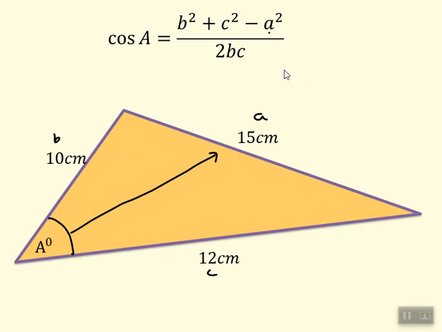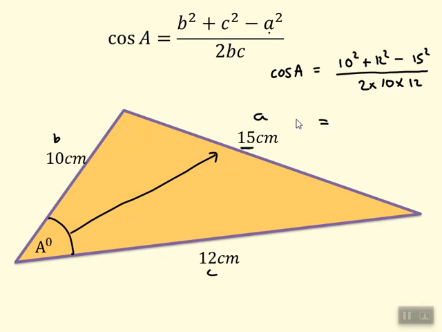Okay, so all you need to do is just fill in this formula here. So cos A is equal to, okay, big fraction line, B, so that's 10 squared, plus C, which is 12 squared. Sorry, B squared is 10 squared, C squared is 12 squared. Take away the opposite side, which is 15 squared, all over 2bc, so it's 2 times 10 times 12.